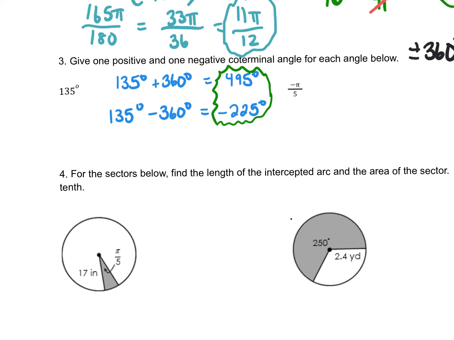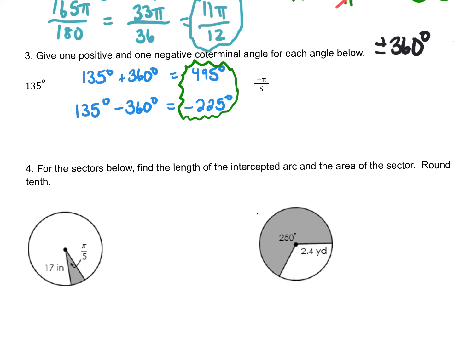Now for radians, obviously the other angle here, negative pi over 5, is in radians. I'm going to make sure I do my angle in radians. So I'm going to add and subtract 2 pi versus 360. Again, we utilize the calculator a lot for this, but you certainly don't have to. Negative pi over 5 plus 2 pi, and negative pi over 5 minus 2 pi.